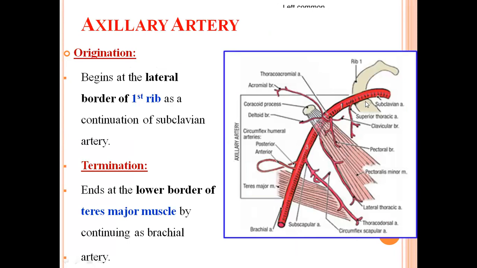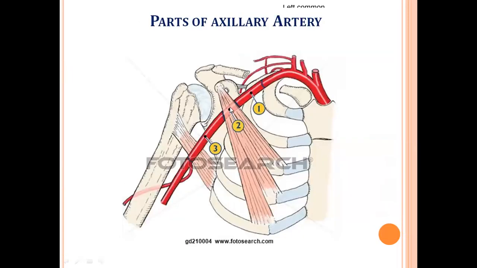Now, if you observe this picture, the starting point of the axillary artery is at the lateral border of the first rib, or you can also call it the outer border of the first rib, which is the continuation of the subclavian artery. If you observe the picture lower down, it moves up to the lower border of the teres major muscle. That means the extent is from the outer border of the first rib to the lower border of the teres major, we will have the axillary artery. Then you can see very clearly.